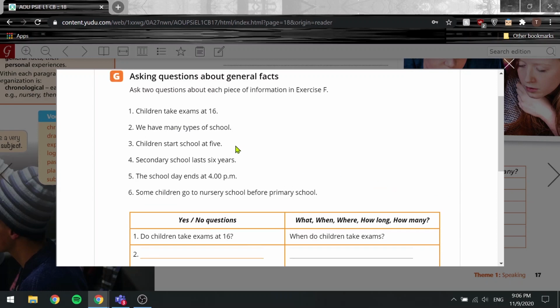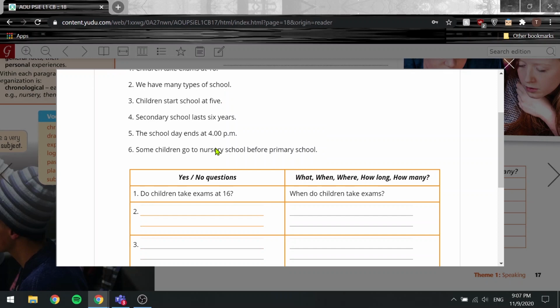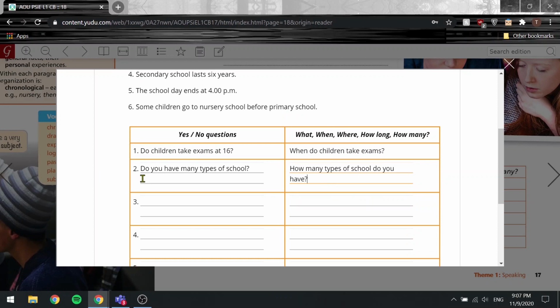Okay, let's look at the second phrase. We have many types of school. For a yes or no question, I'll start with do. So I'll say, do you have many types of school? I could say either yes or no as an answer. Now for a normal question, I'll say, how many types of school do you have? That's a normal question. That's a yes or no question.